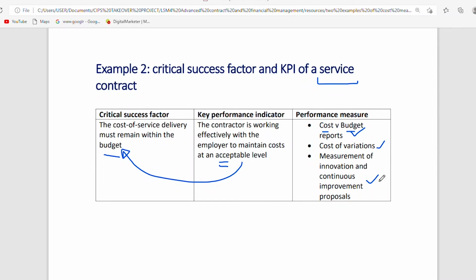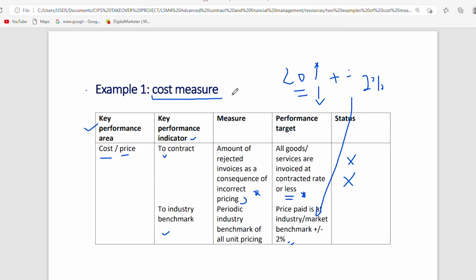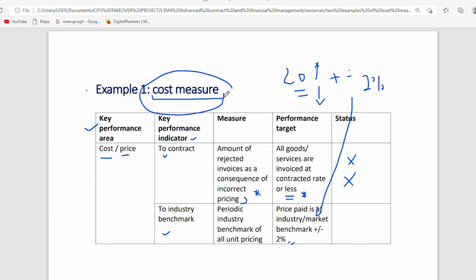So those are examples that will explain cost in terms of a service, a contract where a service is supposed to be offered, or even a contract where we're just buying something like a general thing. So to sum this up, if you're developing key performance indicators for suppliers in terms of cost or price, then we need to pay attention to the following.